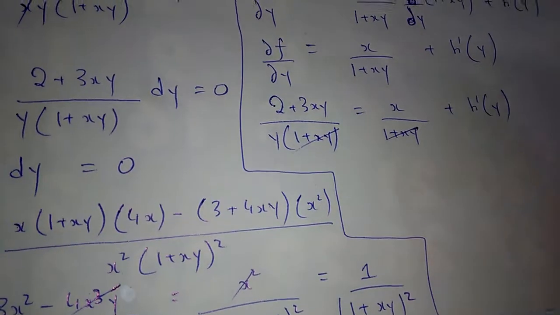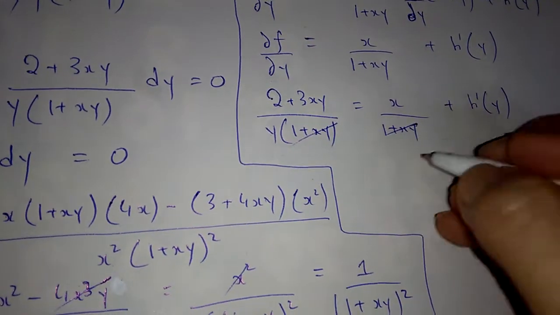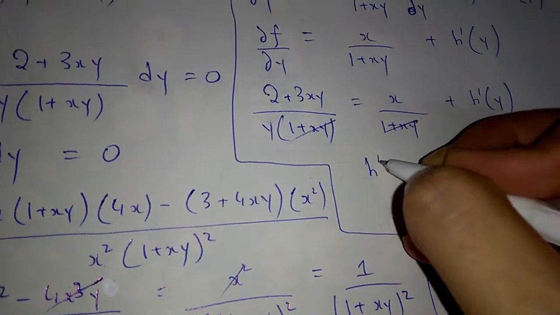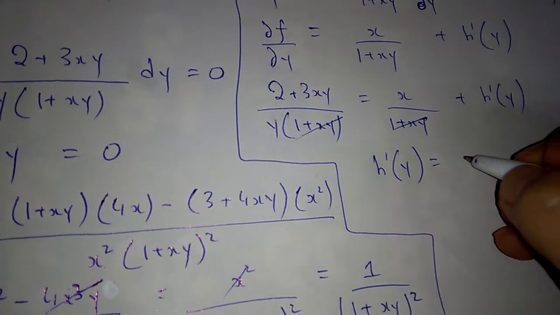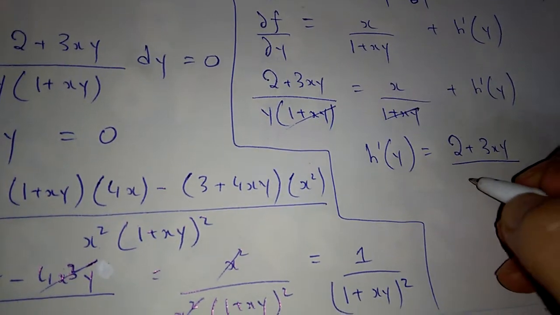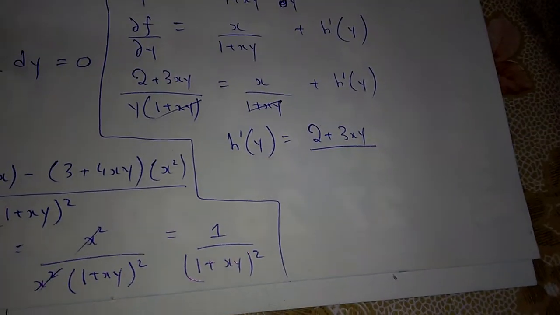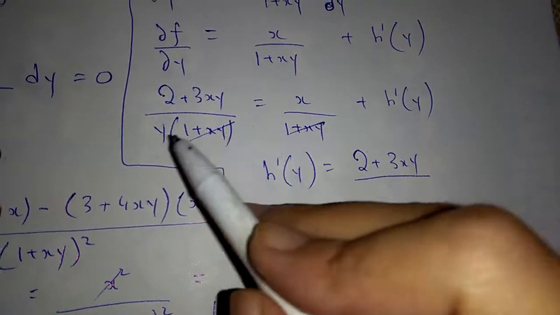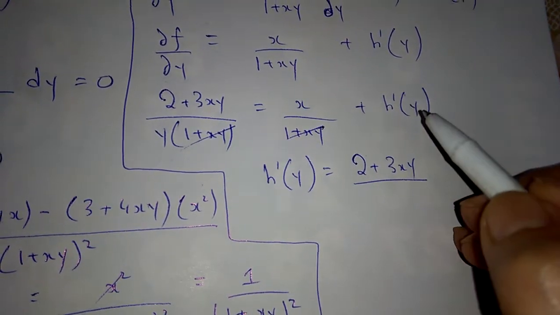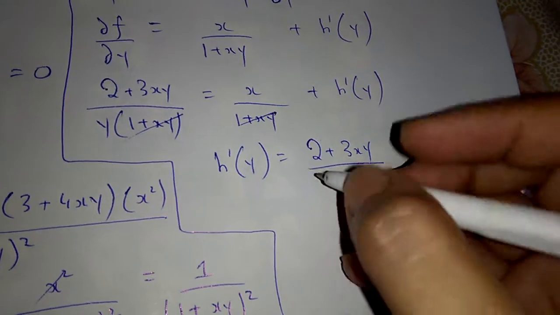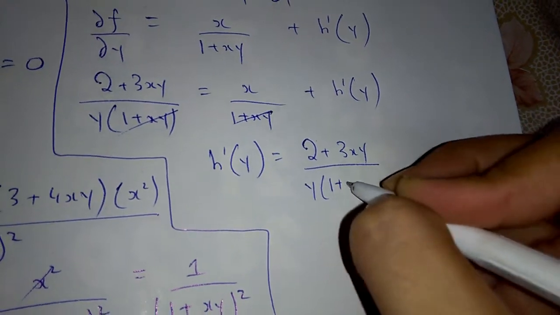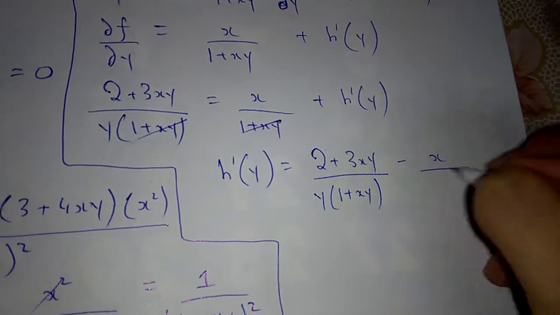These two things will get cancelled, of course. So what I'm going to get here is h prime y equals 2 plus 3xy upon, well, I must say that I cannot cancel these two factors because this factor is not in the denominator of h prime y, so I cannot cancel it out. So how about if I just shift this whole thing over here and perform the LCM work? That's a much more prudent step.